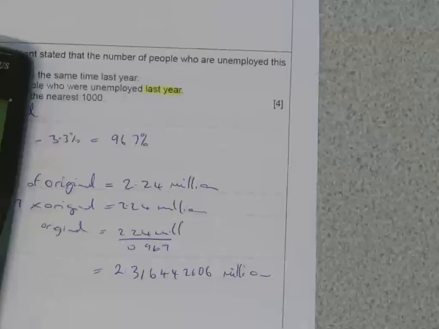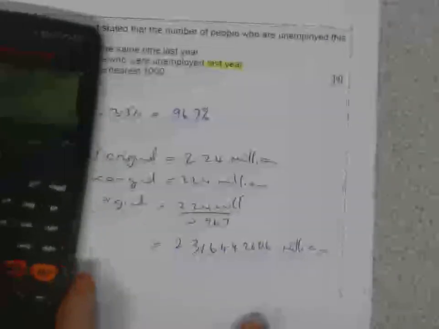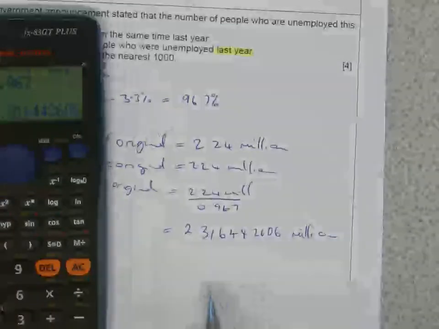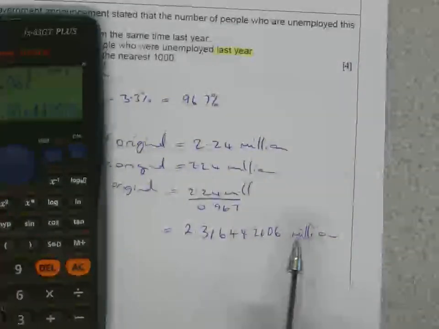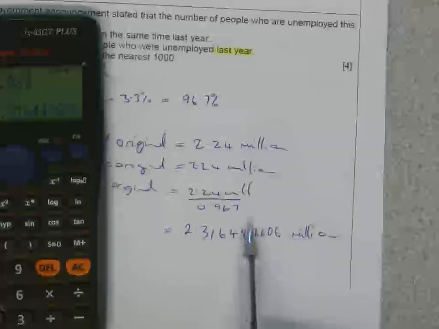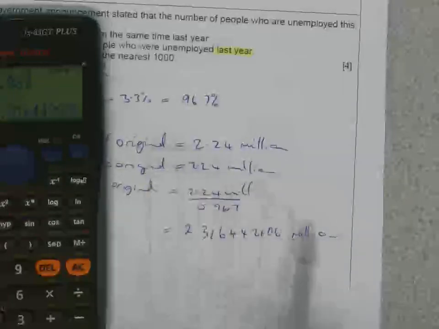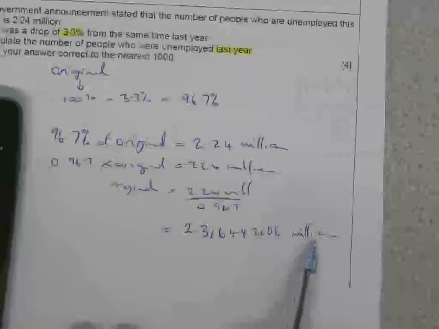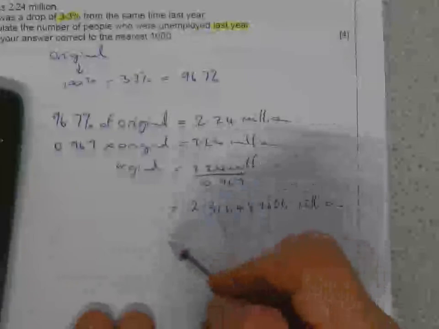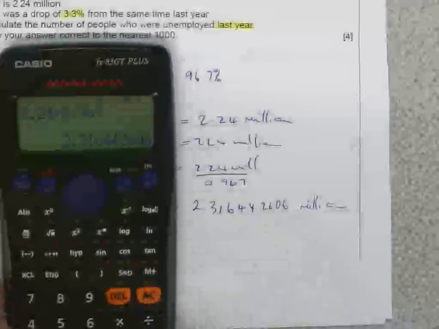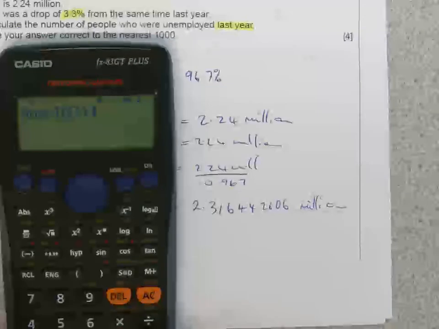Now we want this to the nearest 1,000. Because there are 6 zeros in a million, we could multiply this by a million. You've got most of the marks so far. You've got 3 of the marks, but to get to the nearest 1,000, you need to multiply this by a million, because you've got a million here. You just need to multiply that result by a million. So 6 zeros, isn't it?